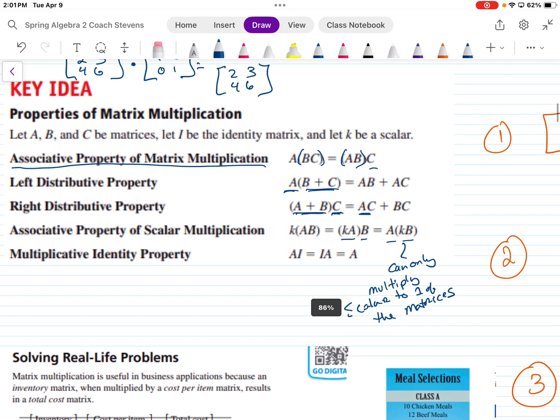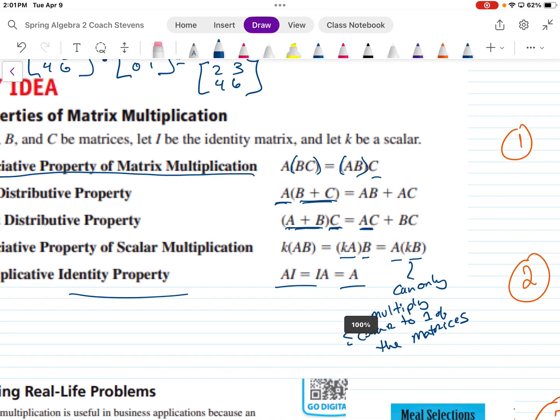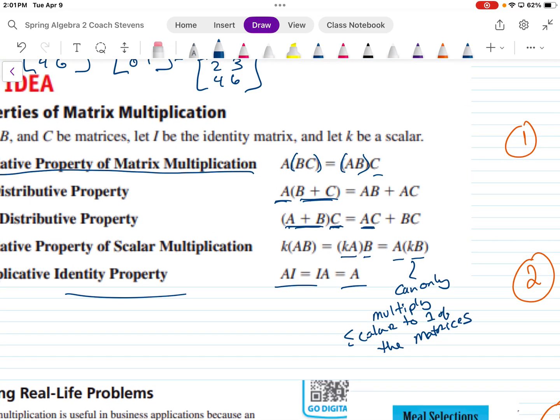And then the last one, the multiplicative identity property, just again says that if I take some matrix and multiply it by the identity matrix, I get back to my original matrix. And again, it doesn't matter the order that I multiply it. Whether it's the matrix times the identity or the identity times the matrix, I still get the original matrix, is what I get.